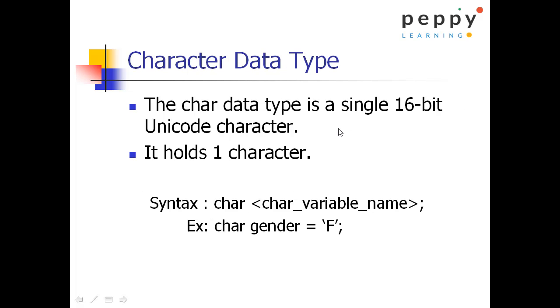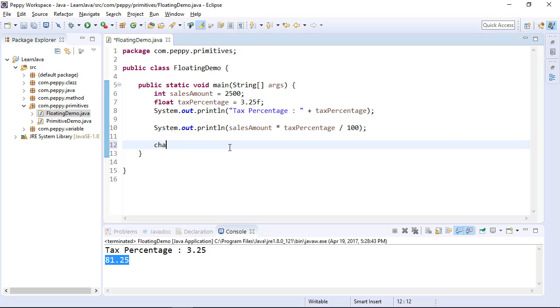Now, character data type. When you want to store a single character, you can use a data type called char, gender equal to female. Character data type is held in single quotes. You have to mention single quotes and keep the value.